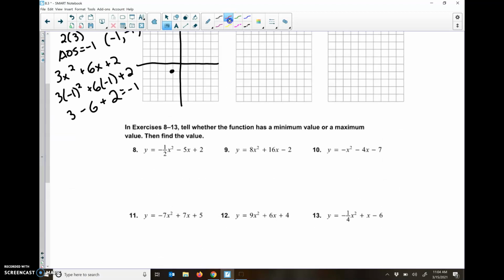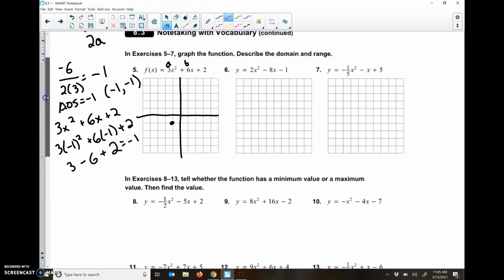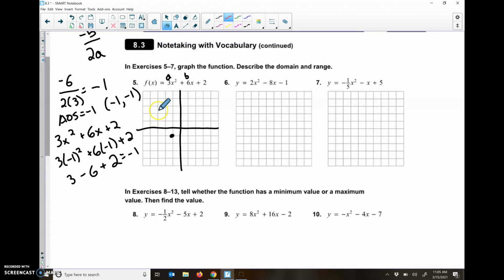So minimum, kind of like if we look at number 5 here, since this graph is going up, it would have a minimum of -1, 1. That's the lowest the point is going to get. The absolute minimum for this graph is -1, 1. And you'll notice that these problems that are positive all have a minimum.